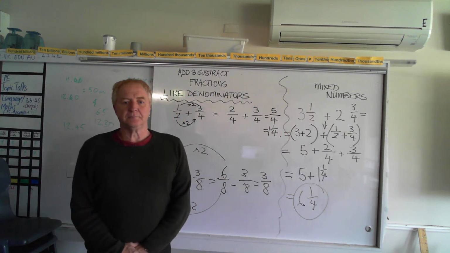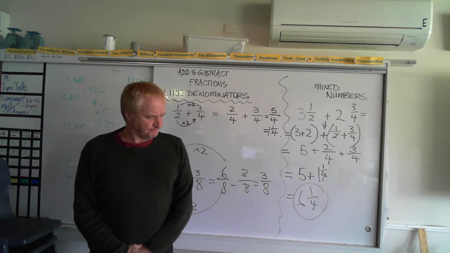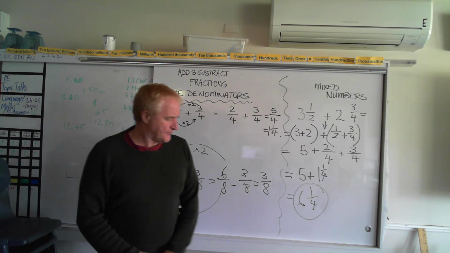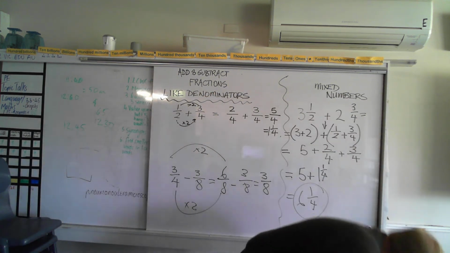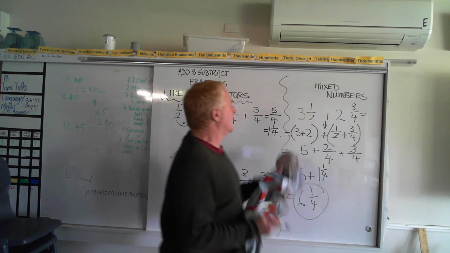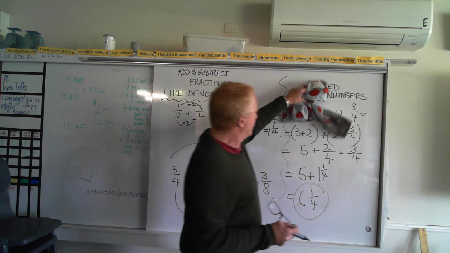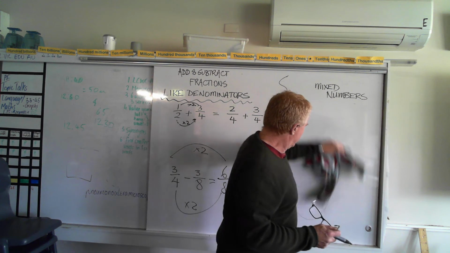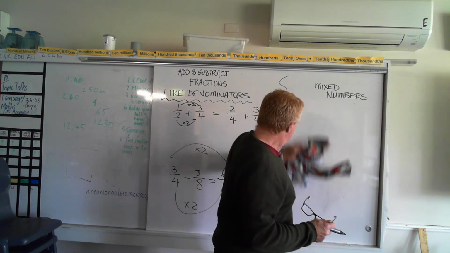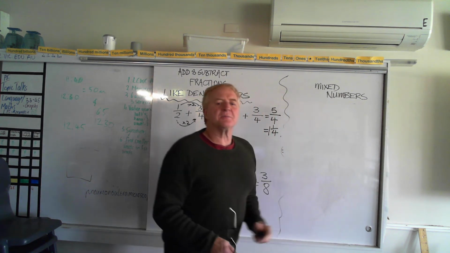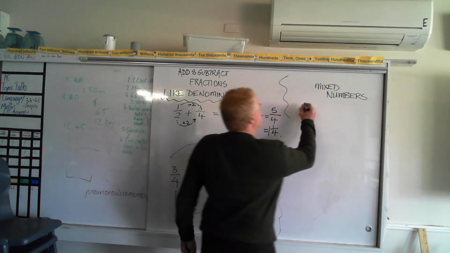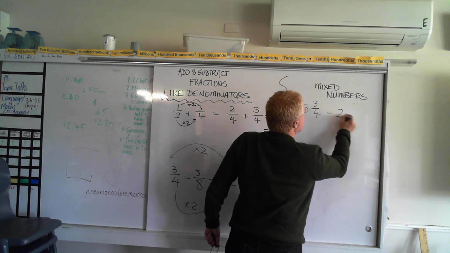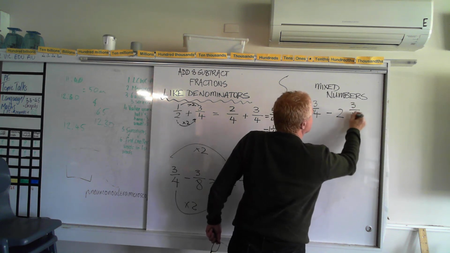Okay? Not that hard. Now, let's change that. And let's do a subtraction. Let's do 5 and 3 quarters take away 2 and 3 eighths.